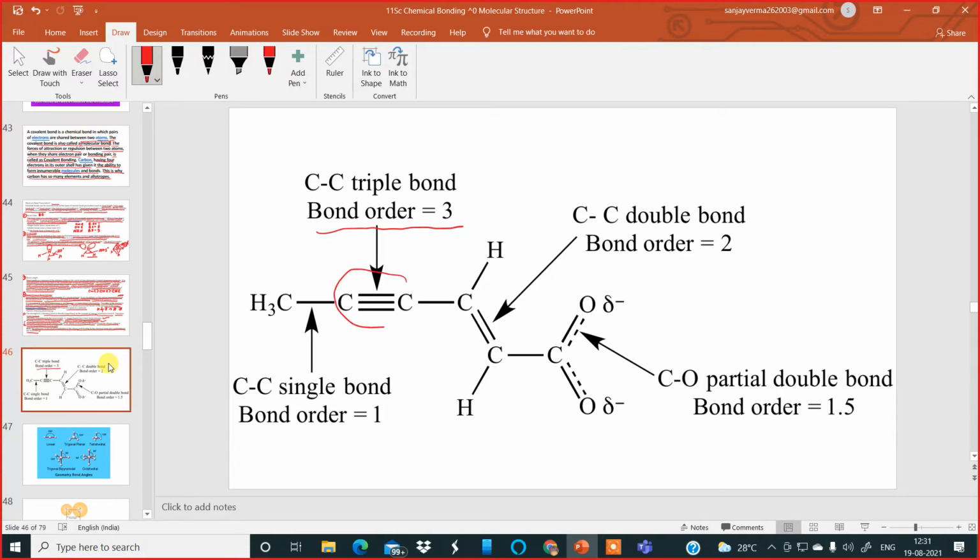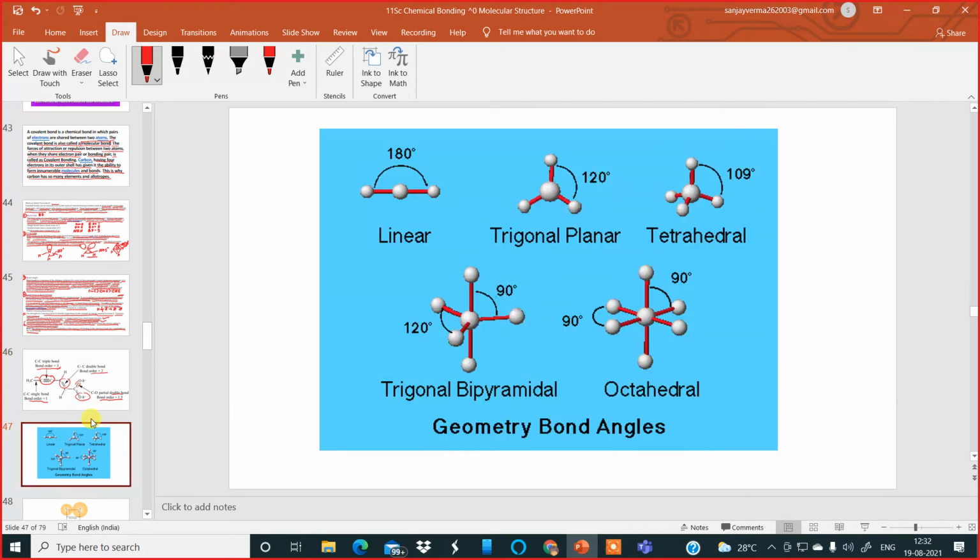This carbon triple bond order is 3. Carbon single bond over here, bond order is 1. Carbon double bond order is 2. But here carbon-oxygen is a partial double bond, so bond order will be approximately 1.5. It is not exactly 1.5, it is approximately 1.5. So I think the idea of bond order is very clear to all of you now. After this, let us understand the bond angles also in the next slide.